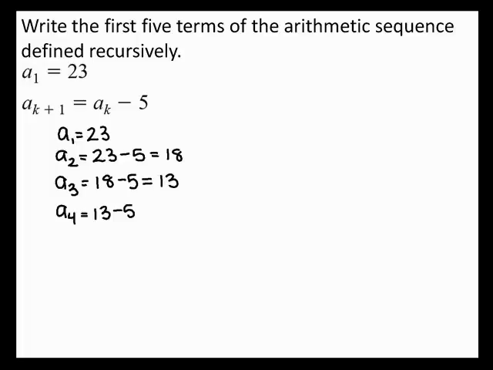a sub 4 equals 13 minus 5. Simplify 13 minus 5. a sub 4 equals 8. a sub 5 equals 8 minus 5. Simplify 8 minus 5. a sub 5 equals 3. The first 5 terms of the arithmetic sequence are 23, 18, 13, 8, and 3.